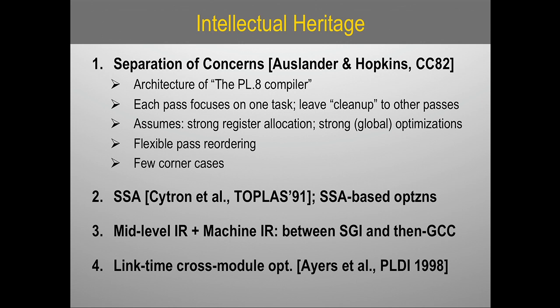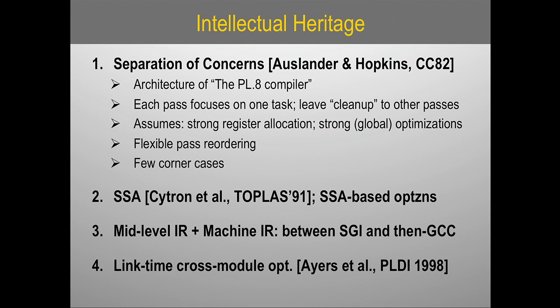They talk about having very few corner cases in the compiler so that most passes are exercised on most functions at an appropriate level of optimization. And that just makes sure that each pass is going to be exercised often and it's going to be much more robust. Of course, you have to assume, in order to do things like this, that you have a strong register allocator so that many optimizations can ignore register constraints. You have to assume that you have strong optimizations.